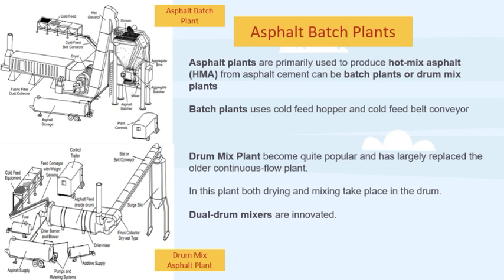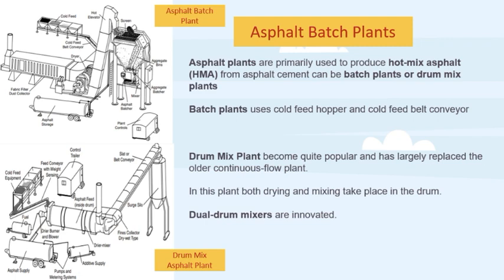Next is the drum mix plant, which has become quite popular and has largely replaced the older continuous flow plant. In this plant, both drying and mixing take place in the drum. As you can see, this is the drum. Here the drying and mixing of components take place. The process eliminates the separate aggregate batcher, hot elevator, and pug mill of the batch plant. So it eliminates many processes.